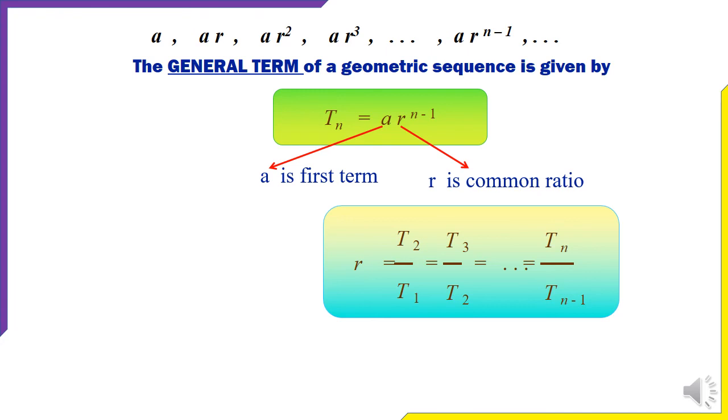And then we can find the ratio if a sequence is given, by finding the ratio between the terms. So T2 divided by the previous term, which is T1, T3 divided by the previous term, which is T2, and so on. And then in general, we have Tn divided by Tn minus 1.